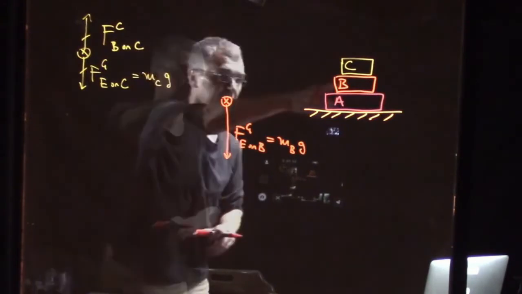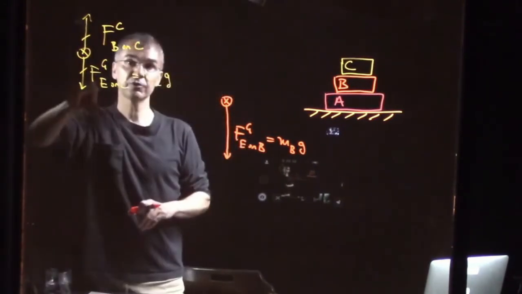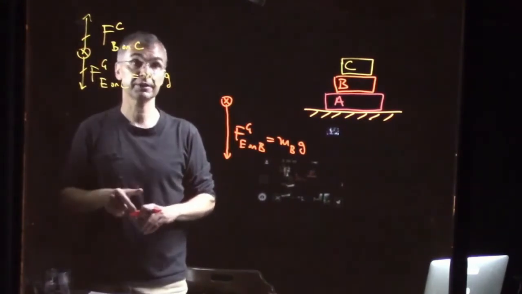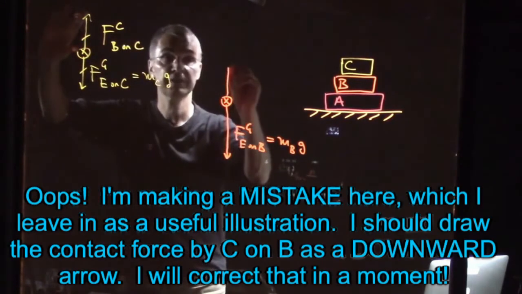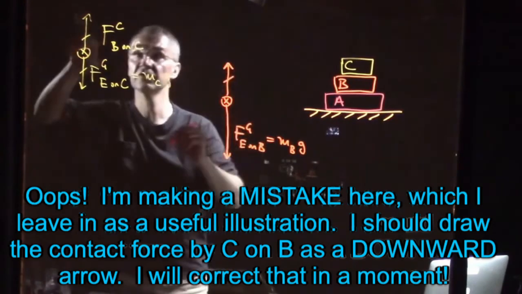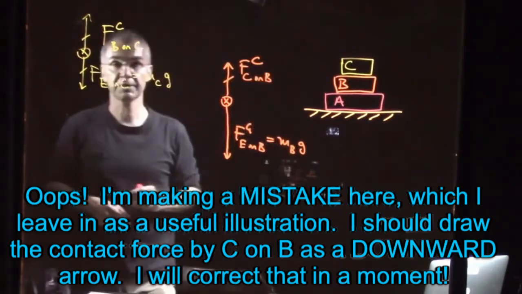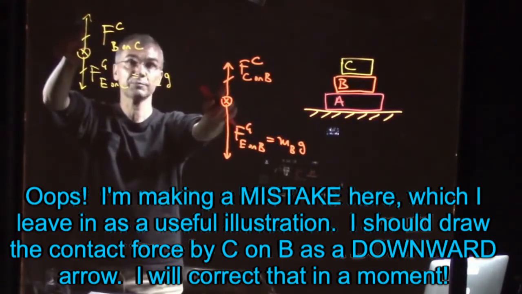See, it's not so fast. You can't just draw the normal force and say they cancel, because if B is pushing up on C, then C must be pushing down on B. So we have to draw an arrow the same length as this. It's the same length as this. And this is the contact force by C on B. That's just the Newton's third law complement of this force.